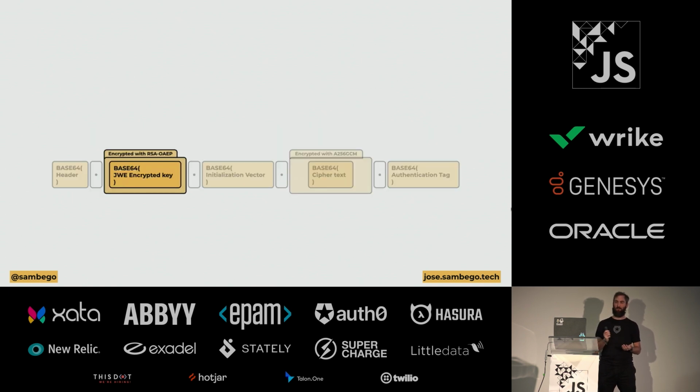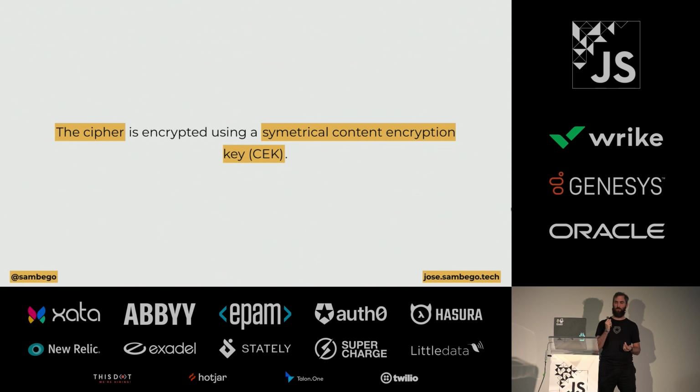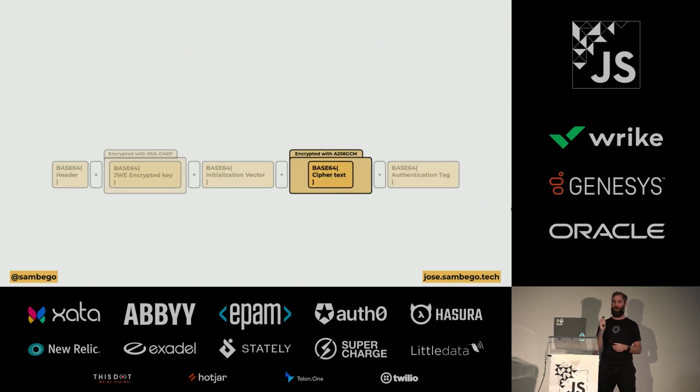And okay, so it's the second part. The cipher is encrypted using a symmetrical algorithm because a cipher can be any piece of data, can be a huge piece of data, and we've seen that we usually use symmetrical algorithms for that. So that's encrypted using a symmetrical algorithm, and that uses the content encryption key in the JWE itself to decrypt. So let's see how we do this.